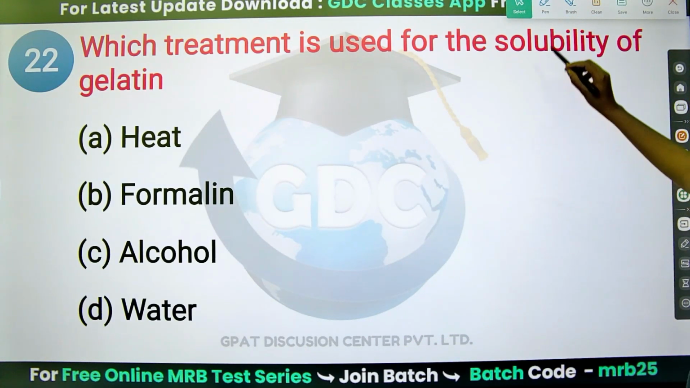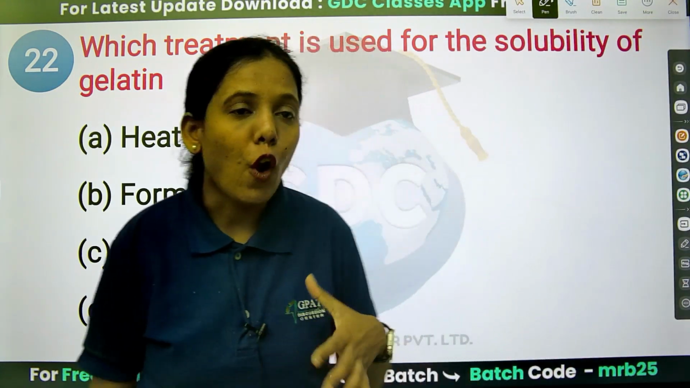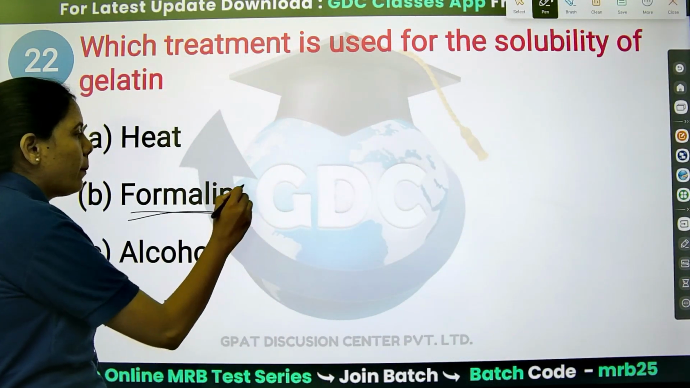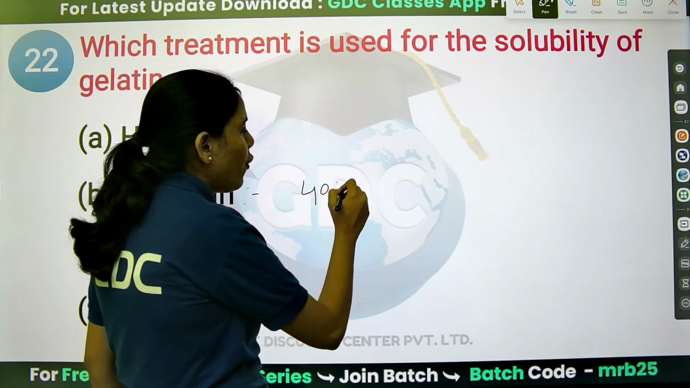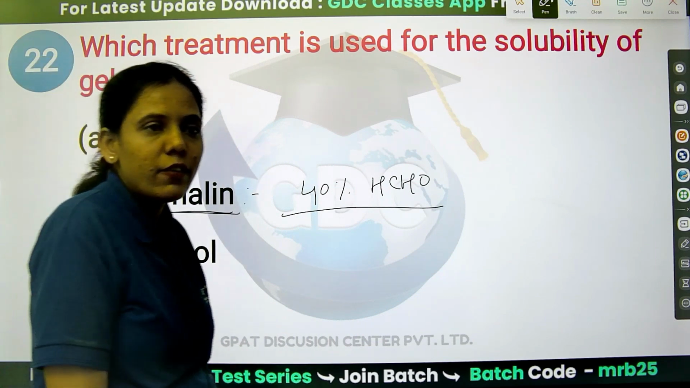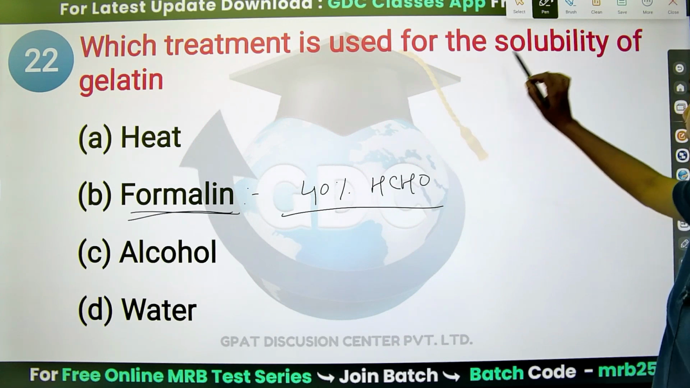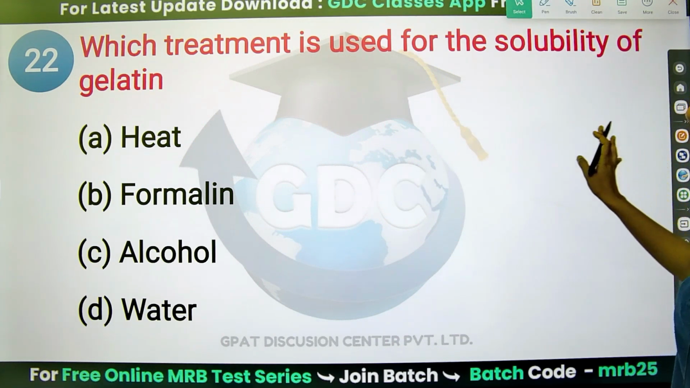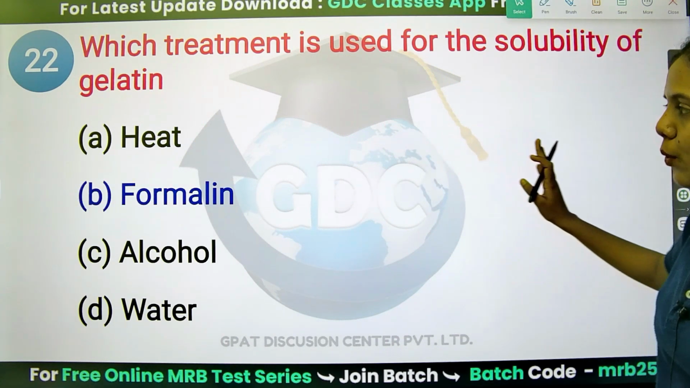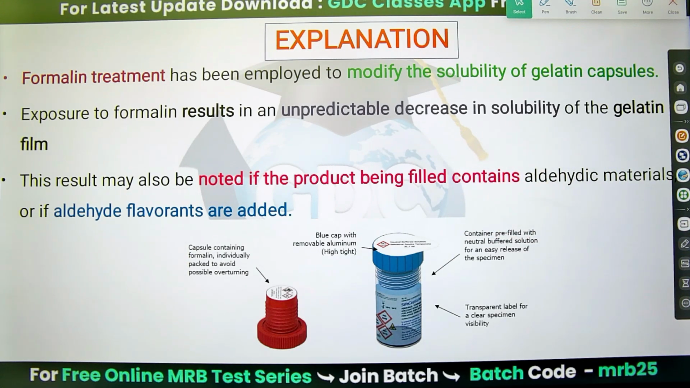Which treatment is used for the solubility of gelatin? For the solubility of gelatin, we are using formalin. Formalin is nothing but 40% formaldehyde. Important: formalin also acts as a preservative. Option B, formalin, is the right answer. Remember, exposure to formalin will result in an unpredictable decrease in the solubility of the gelatin film.